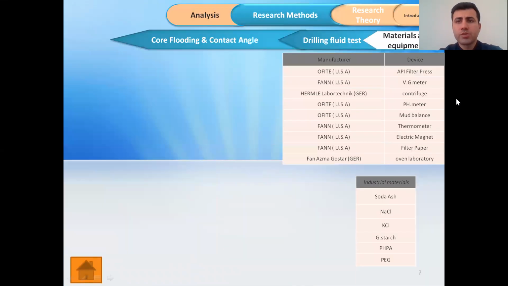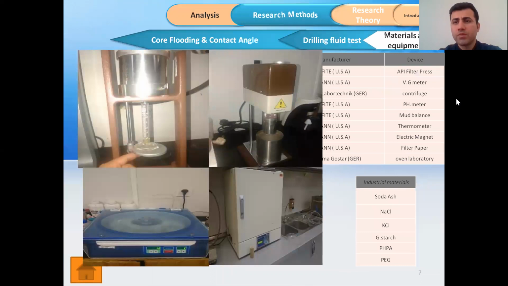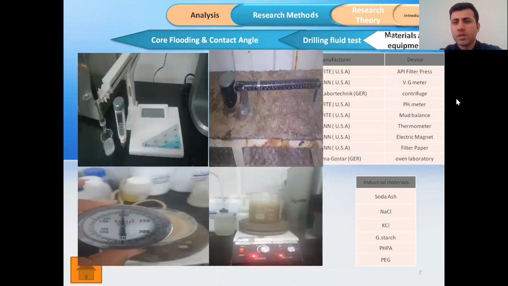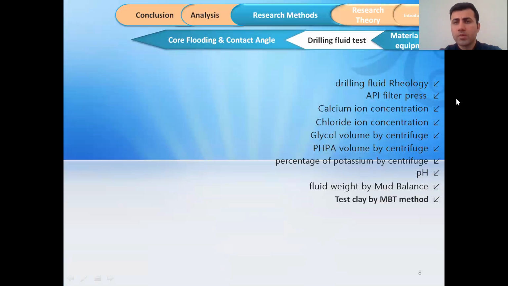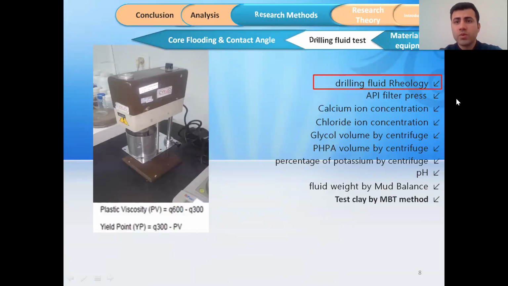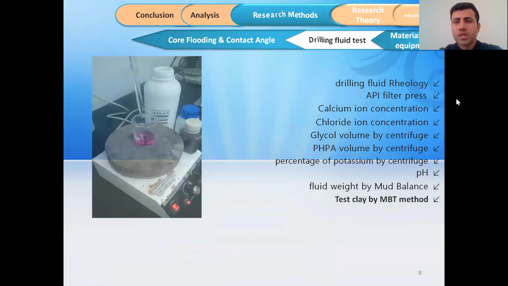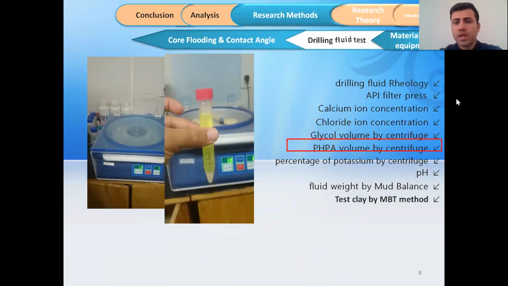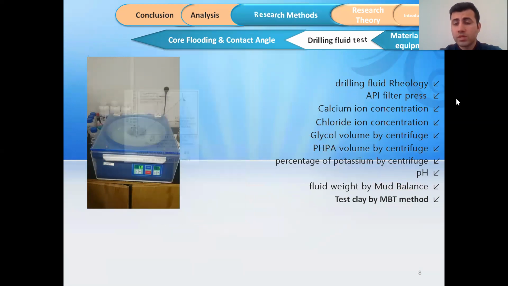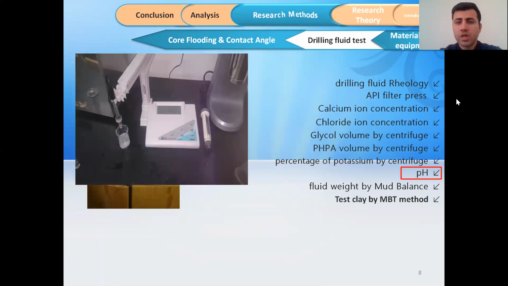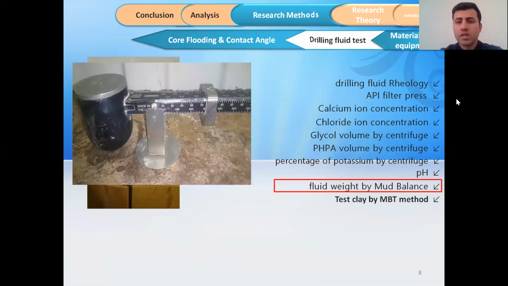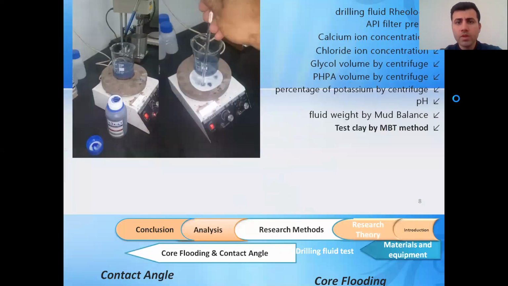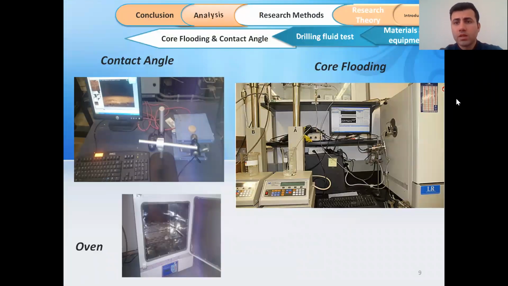In this research method, the materials and equipment include an API filter press, viscometer, centrifuge, pH meter, mass balance, thermometer, electromagnet, filter paper, and laboratory oven. The flow tests included rheology, API filter press, calcium test, chloride test, glycol volume, PHPA volume, and the percentage of potassium by centrifuge method, along with pH and mud weight, and at the end CEC, cation exchange capacity, by the MBT method. The research methods included core flooding and contact angle.